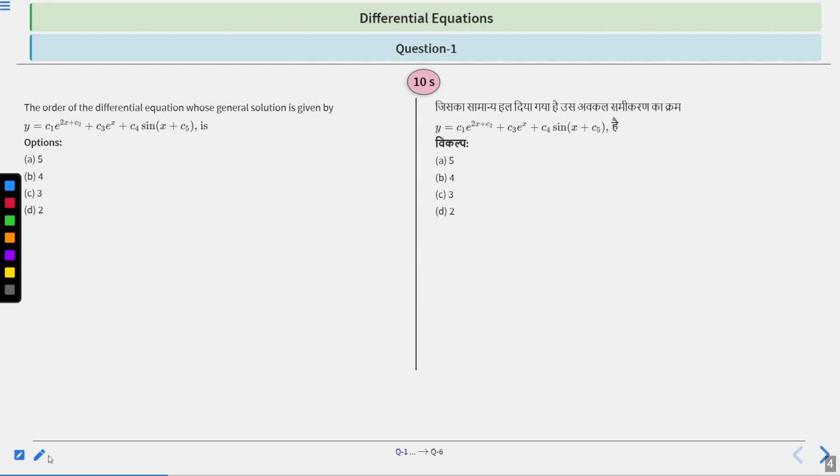differential equation. So you have 10 seconds to solve or think about this question. After 10 seconds, we will discuss the solution.